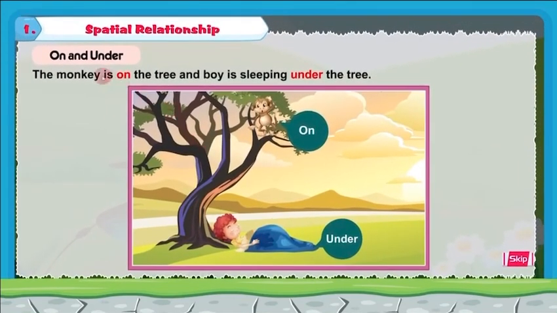Now if you read the sentence, the monkey is on the tree and boy is sleeping under the tree. Yes, the monkey is on the tree. This is on. The monkey is on the tree and the boy is sleeping under the tree. Under, U-N-D-E-R, under. The boy is sleeping under the tree. The monkey is on the tree.